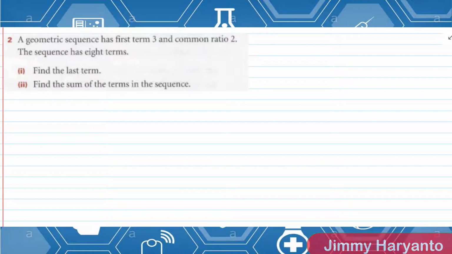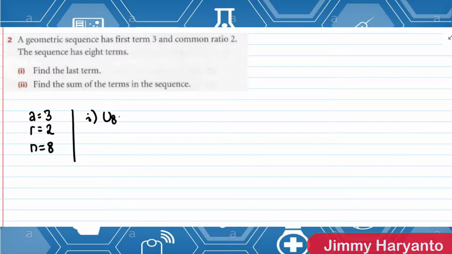A geometric sequence has a first term of 3. The first term is 3, so a equals 3, and the common ratio will be 2. After that, the sequence has 8 terms. 8 terms means n equals 8. Find the last term. Number I.